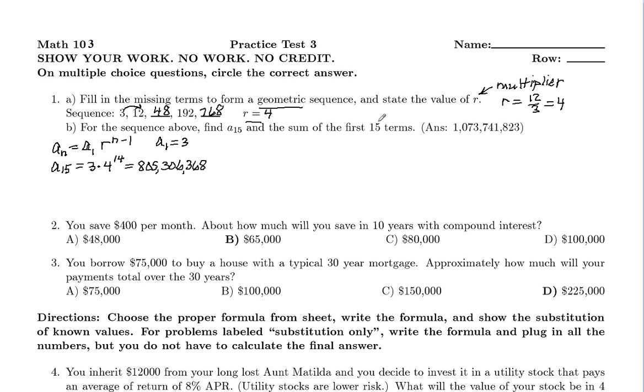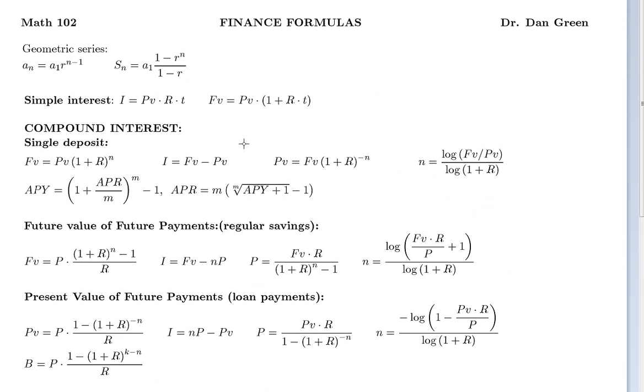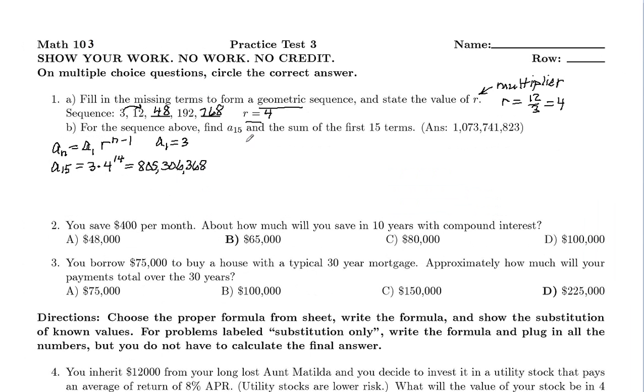Okay, then we also want the sum of the first 15 terms. Going back to geometric, it's asking us for S sub n, actually S15, so we're using this formula: Sn is A1 times 1 minus r to the n over 1 minus r. We know all of these values. So for S15, the sum of 15 terms, our A1 is 3.